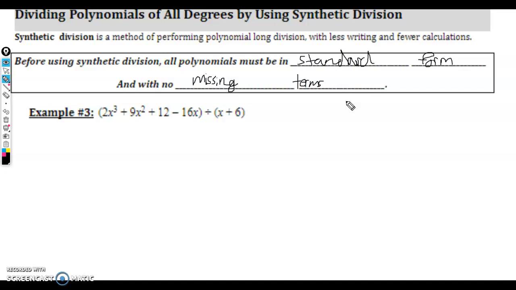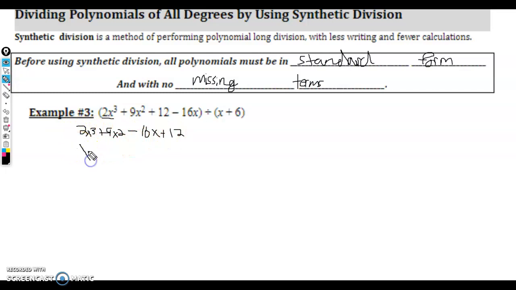So what we mean by a missing term is, we will talk about that as we go on, but we can see here our highest power is x to the third. That means there needs to be an x squared, an x, and a constant. So everything below an x to the third. So we're going to start in standard form. So that means my highest one first. So I'm going to go ahead and write this in standard form. Okay, so now that I've written this in standard form, I can see that there are no missing terms. I have an x to the third, an x squared, an x, and a 12.